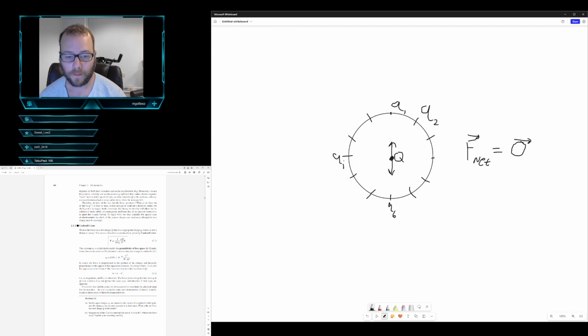Now, let's go to part 2. Suppose one of the 12 Qs is removed, the one at 6 o'clock. What is the force on Q? Explain your reasoning carefully. So now, we've got nothing there. So now, what is this force on Q?